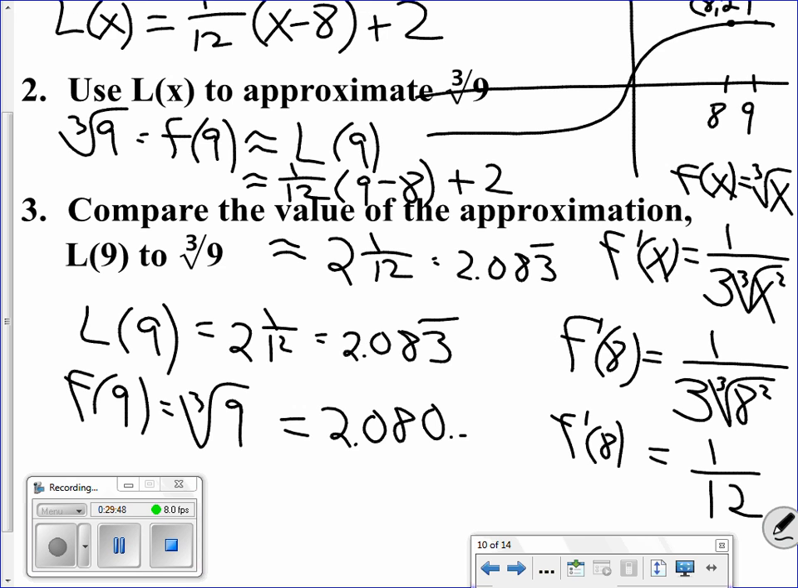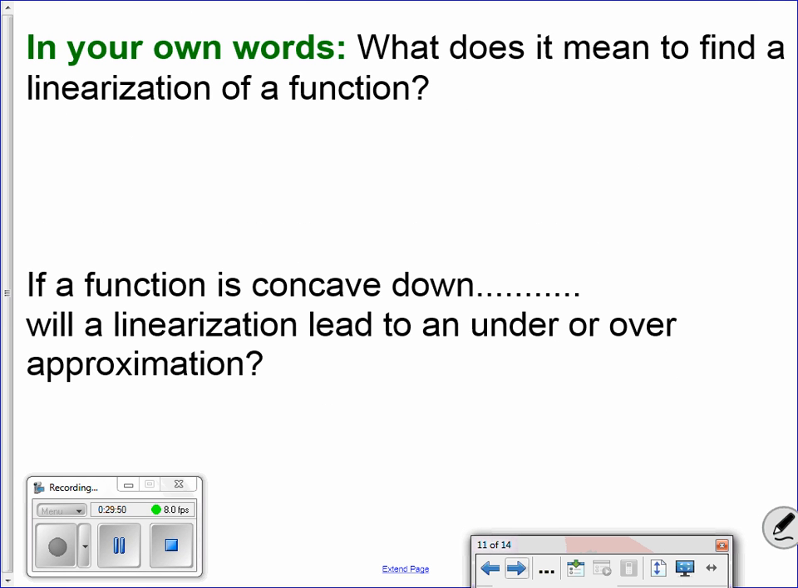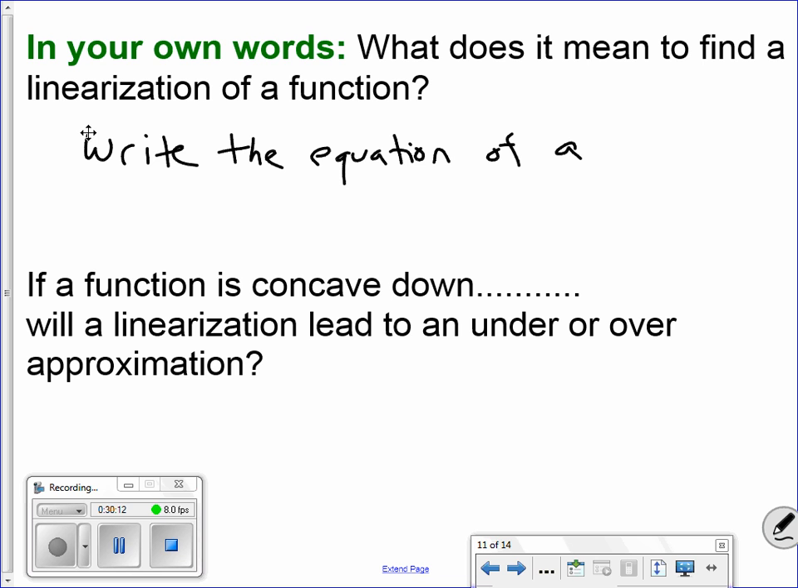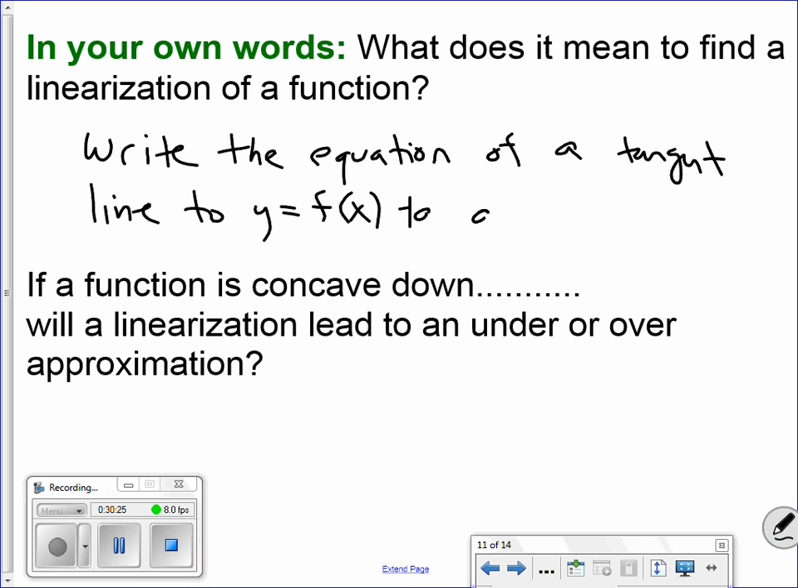No, you're not going to be intimidated, because what does that mean you have to do? Just write the equation of a tangent line and use that, which is a nice thing because they're very easy to plug numbers into. So to find a linearization of a function, that just means write the equation of the tangent line to y equals f of x, to approximate f of x.